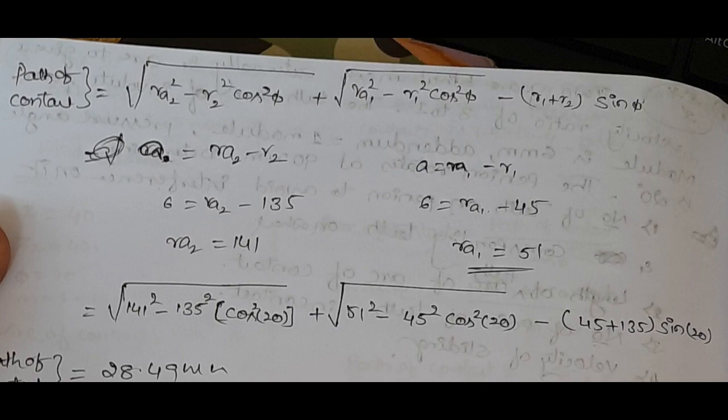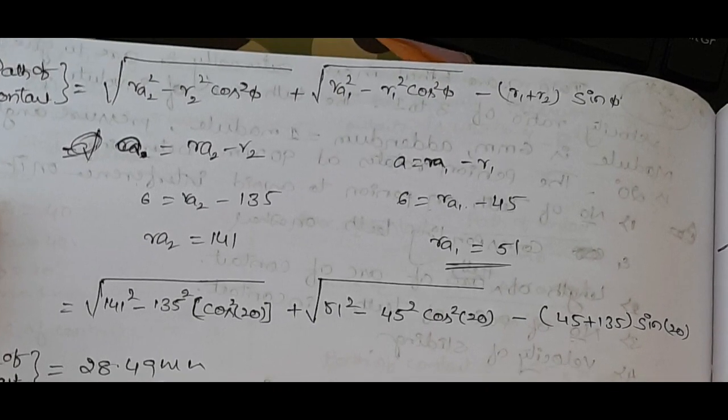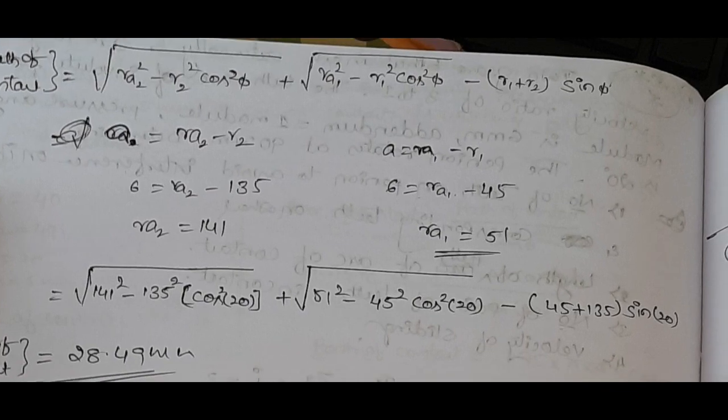I told you while discussing the theory of gears, as well as while deriving, that addendum is the radial distance between the addendum circle and the pitch circle. That is A is equal to RA2 minus R2. Addendum we know is 6. RA2 is unknown, keep as it is. R2, the pinion pitch circle radius, we calculated as 135. Substitute the value, RA2 is equal to 141.